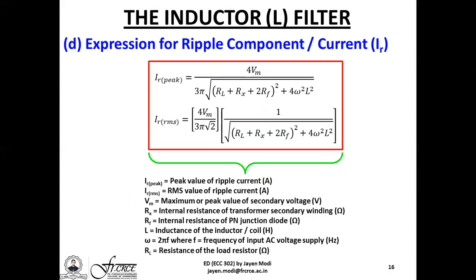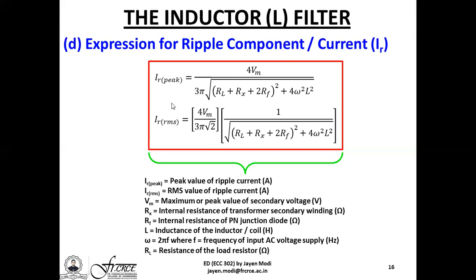The expression for the ripple component or the ripple current IR in terms of the peak as well as the RMS values is currently given by 4 times Vm divided by 3 pi square root of (RL plus Rx plus 2 RF) the whole term square plus 4 omega square L square, and the RMS value can be easily obtained from the peak value by dividing this entire expression by the term root 2.